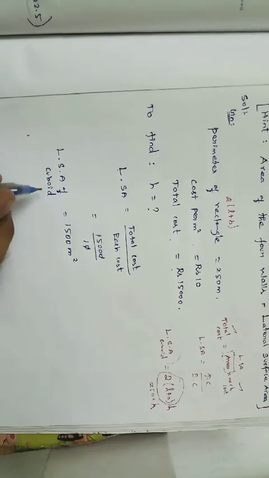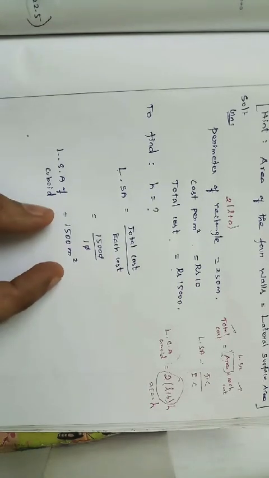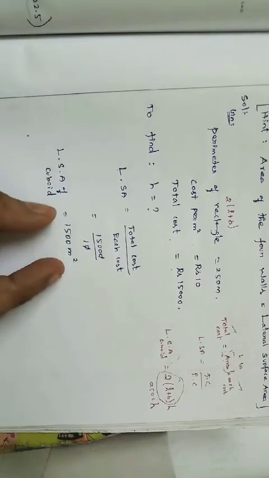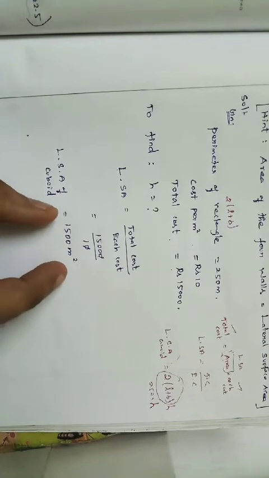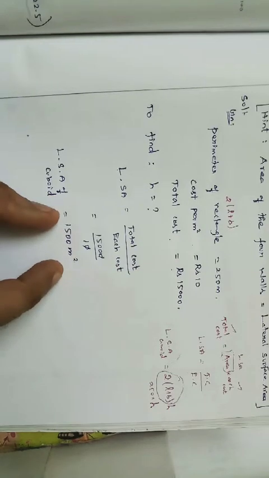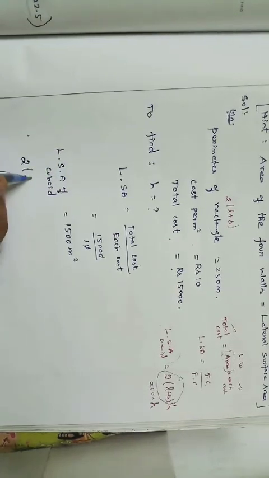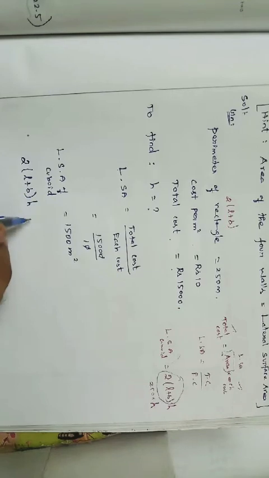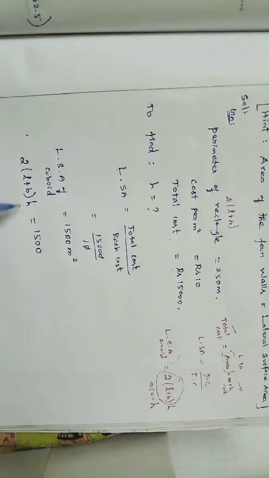Now the LSA of the cuboid room is 1500 meter square. Now we want to find the height only, right? We have just found the value of LSA, the lateral surface area of the cuboid. Now just equate this value with the formula. What is the formula? LSA of cuboid, 2 into (L plus B) into H, is equal to 1500, right?